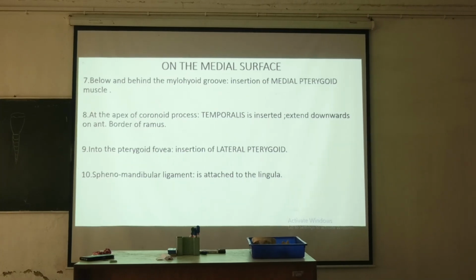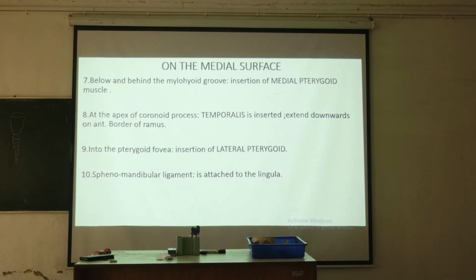At the apex of the coronoid process, temporalis is inserted. You have seen in the previous picture, apex of coronoid process. This is frequently asked in your Bible. Temporalis. Okay, coronoid process, attachment of temporalis muscle. Extending downward on the anterior border of the ramus, and into the pterygoid fovea, is the insertion of the lateral pterygoid. Okay, here the pterygoid fovea is lying near the condylar process, at the anterior margin of the condylar process. So here is the insertion of lateral pterygoid. So we have seen the attachment of all four muscles of mastication in the mandible.